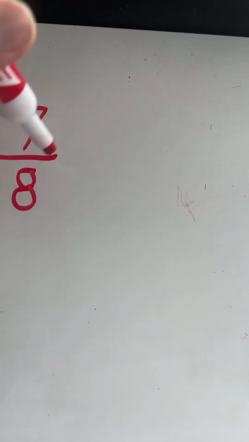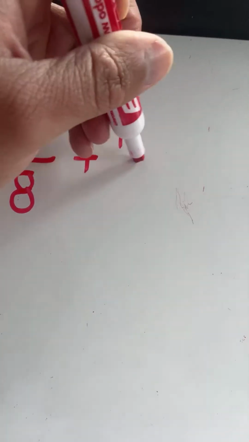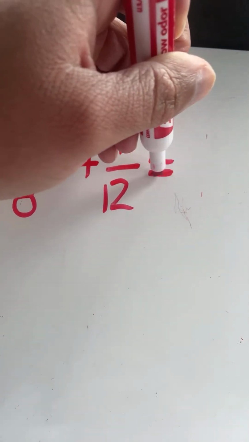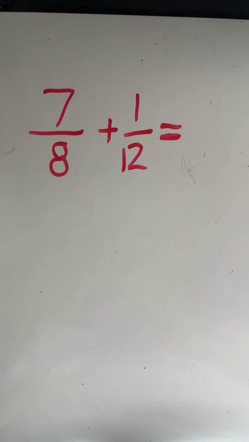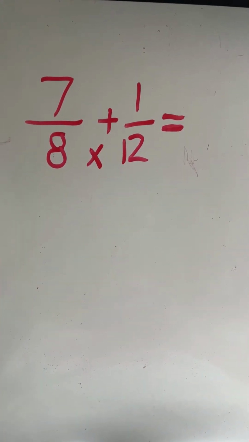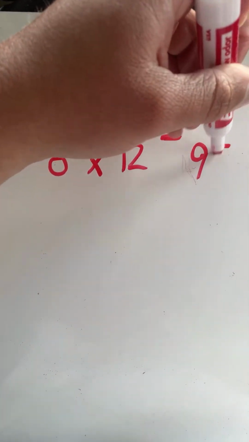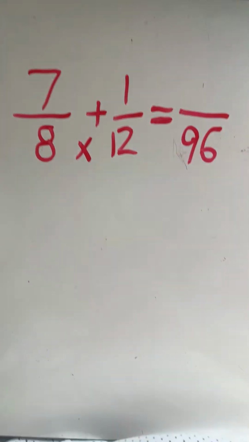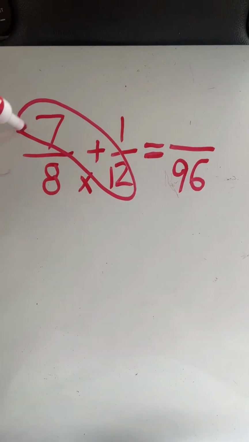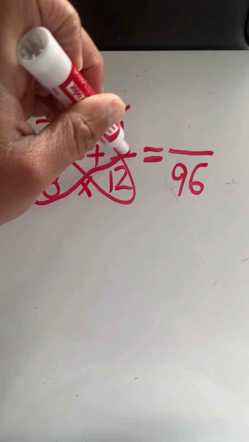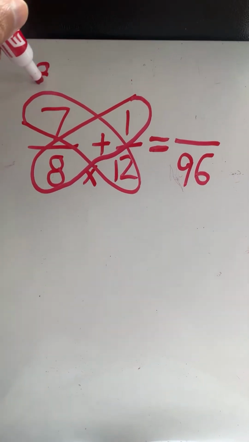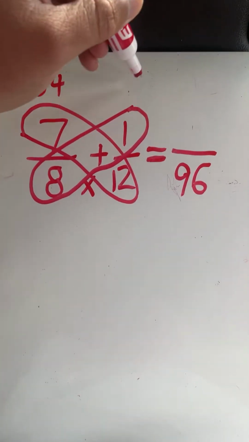All right, 7/8 plus 1/12. So step 1, we find a common denominator by multiplying our two separate denominators. 8 times 12 equals 96. Next, we multiply each numerator times the opposite denominator. 7 times 12 equals 84. 8 times 1 equals 8.